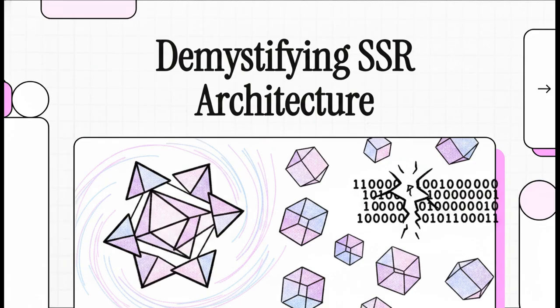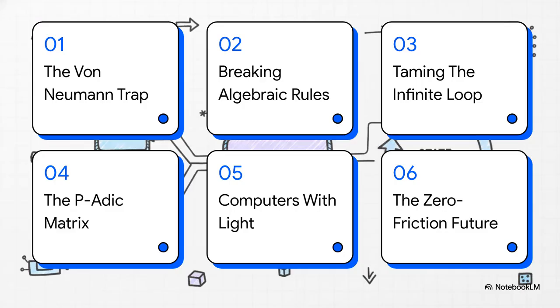It's a non-associative framework that sounds a lot like pure science fiction, but as we'll see, the math is incredibly real, and it changes absolutely everything about how we process data. And because the math we're unpacking is frankly mind-bending, we've broken this beast down into 6 logical steps. We'll start with the von Neumann trap, see how we break traditional algebraic rules, tame the infinite loop, explore the p-adic fractal matrix, look at building actual computers with light, and finally scope out this zero-friction future.